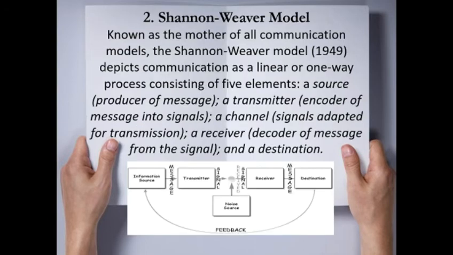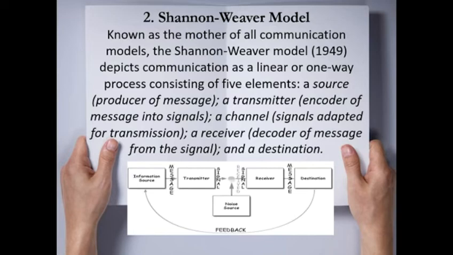Next, the Shannon-Weaver model. It is known as the mother of all communication models. The Shannon-Weaver model in 1949 depicts communication as a linear or one-way process consisting of 5 elements: a source, producer of message; a transmitter; a channel, signals adapted for transmission; a receiver, decoder of message from the signal; and a destination. So this is how it works.